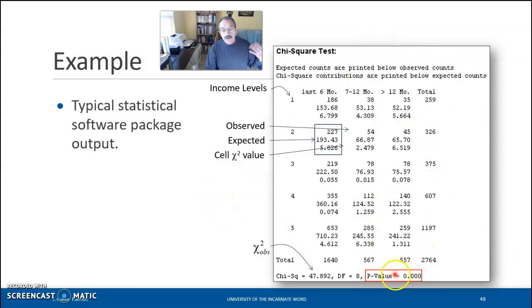And of course, they only produce the p-value. They give you the chi-square value, the degrees of freedom, and then they show you the table, and they show you not only the observed value, they show you the expected value as well as the chi-square of each cell. All right, again, this course is not taught using software, but if we were using software, we will not do the calculations. We will use the software to produce this output, and then we'll just interpret the output.